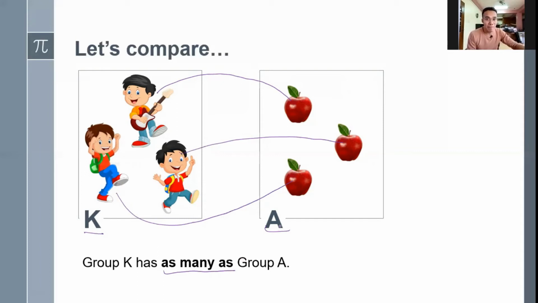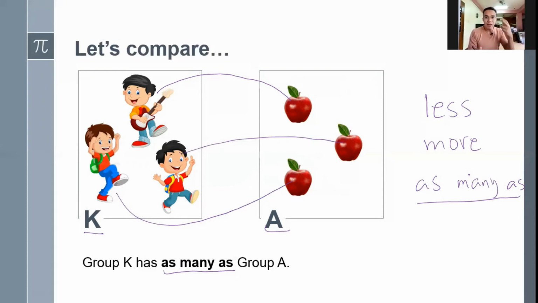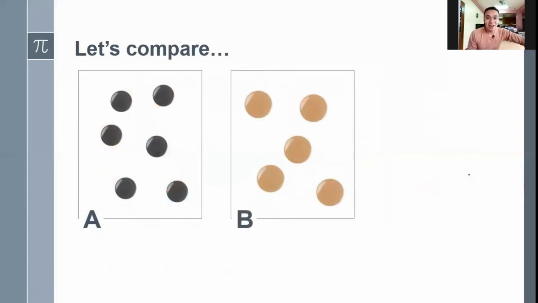Did you get that? So in comparing numbers, we're going to use less, we're going to use more, and we're going to use as many as. It means the same. If I have two apples here and two oranges on the other side, then I can say that the number of apples is as many as the number of oranges. Okay.